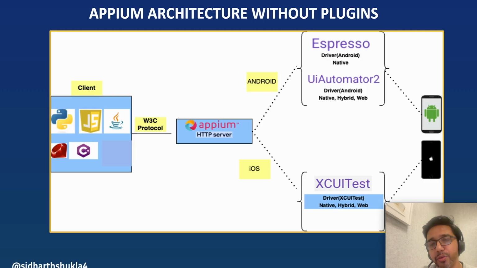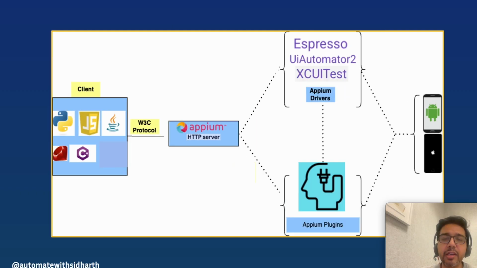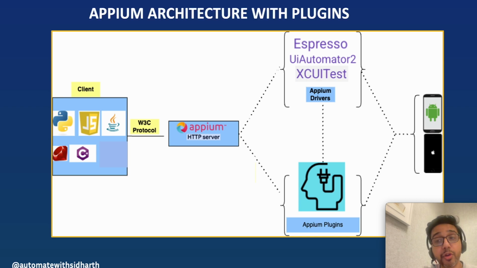So the point to notice here is that the client, Appium server and the Appium driver are the three key aspects, right? Now when we talk about plugins, there will be just one additional thing added, and that is the plugin part, which we have already understood. Those are the add-ons, right?